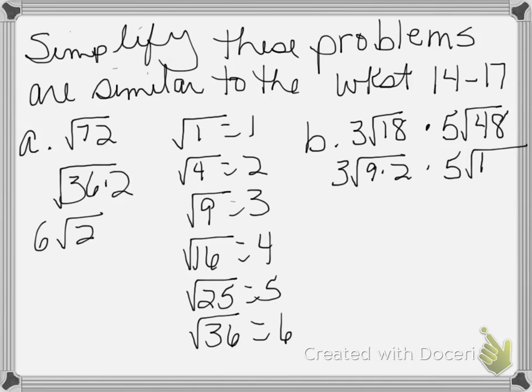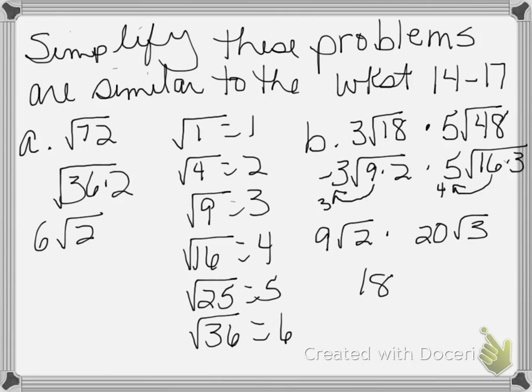Example B, we're going to break down 18 to 9 times 2 and square root of 48 to 16 times 3. Square root of 9 is 3, and it comes outside, and we multiply it times this 3 and get 9 square root of 2. We're going to take the square root of 16 and get 4, and we multiply that 4 times 5 and get 20 square root of 3.